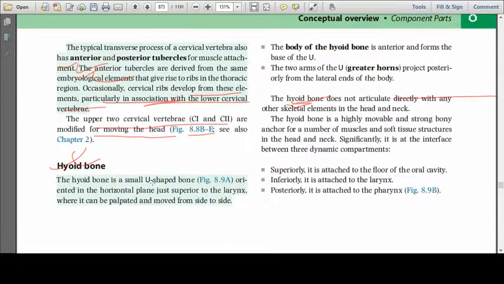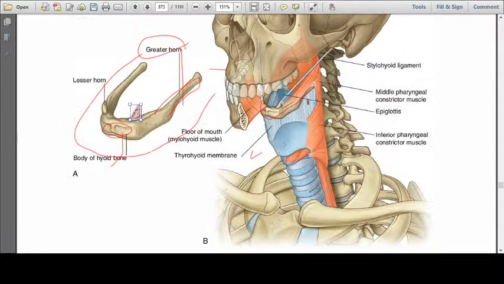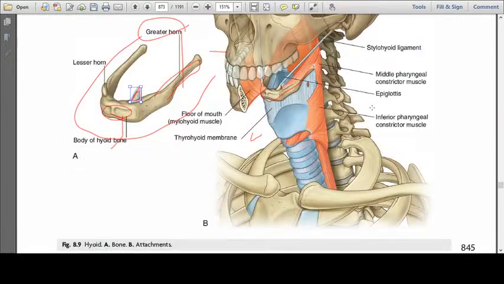So the hyoid bone is a small U-shaped bone oriented in the horizontal plane, just superior to the larynx. Is it superior to the larynx? Yes, it might be.